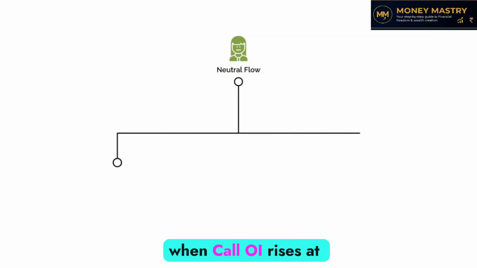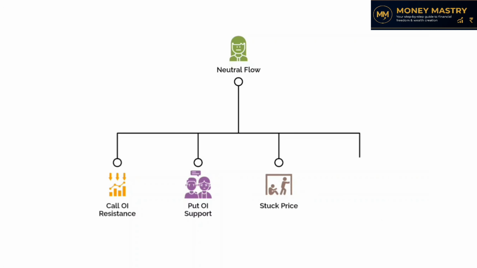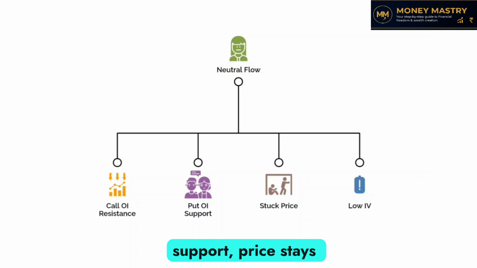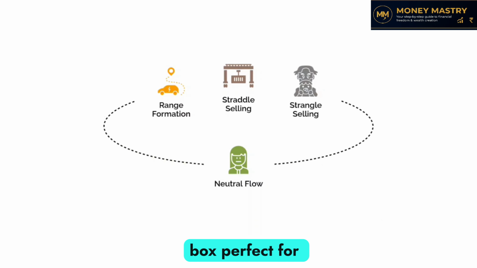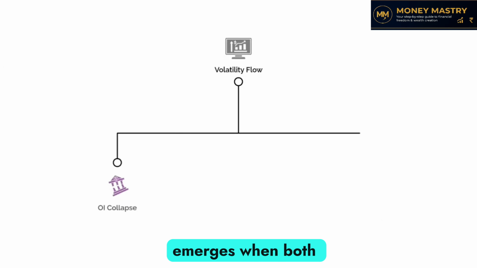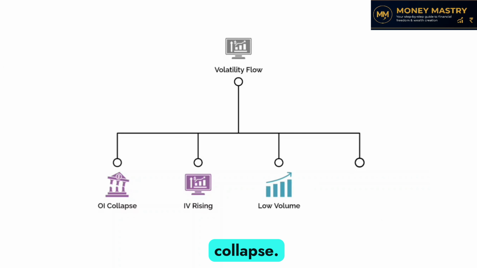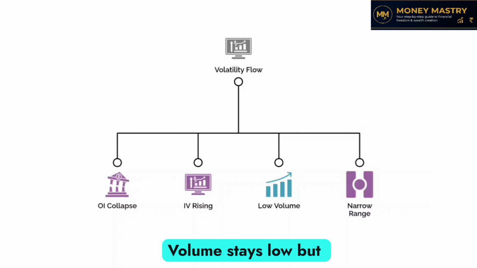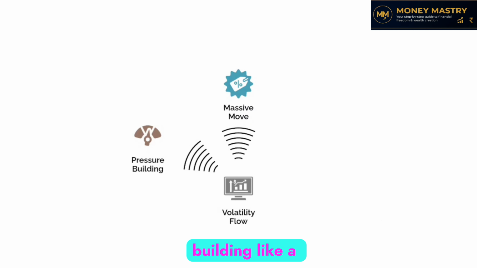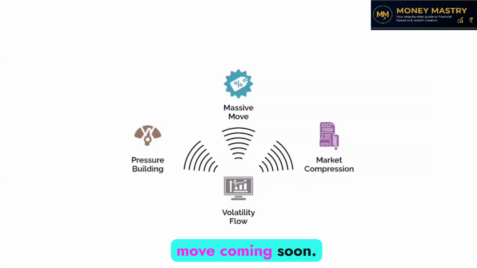Neutral flow occurs when call OI rises at resistance, put OI rises at support, price stays stuck, and IV remains low. This creates a trading box perfect for straddle and strangle selling strategies. Volatility flow emerges when both call and put OI collapse. IV rises, volume stays low but builds, and price compresses. This signals pressure building like a volcano with a massive move coming soon.